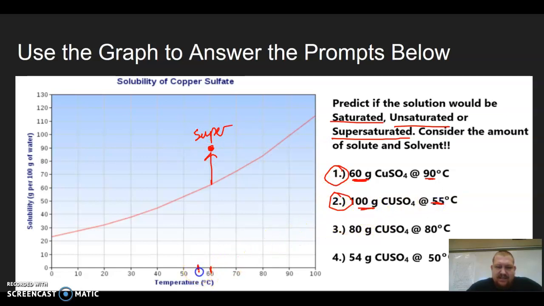So 55 degrees Celsius, 100 grams, above the line. This is super. 80 grams at 80 degrees Celsius is going to be here. This is below the line. This is unsaturated. And then 54 grams at 50 degrees Celsius, that's going to be right there. It's dead on the line. This is saturated.